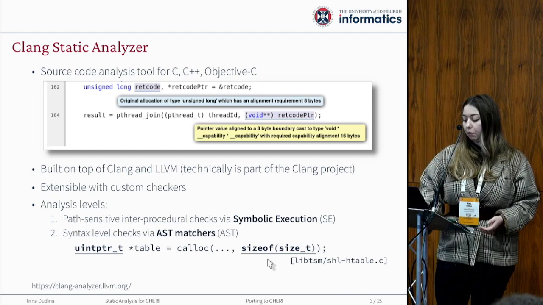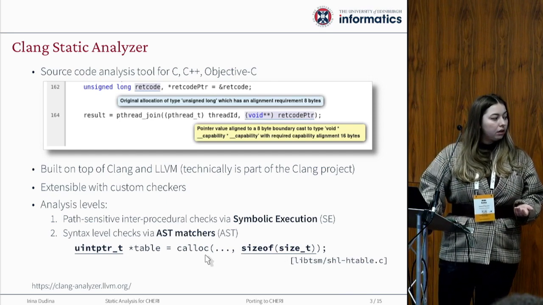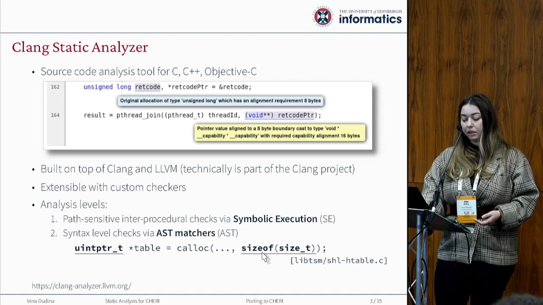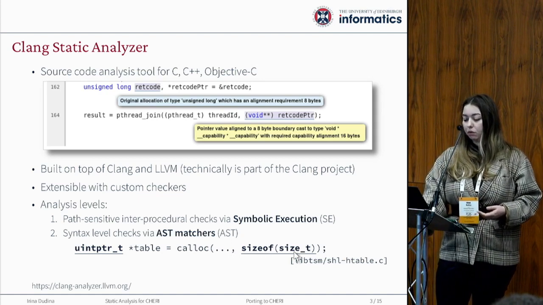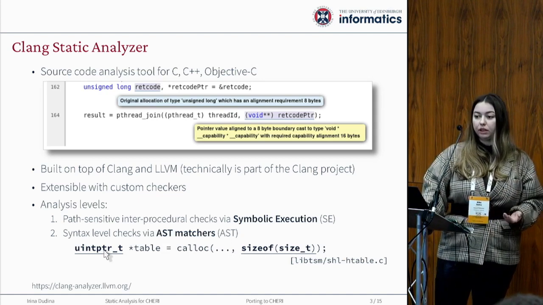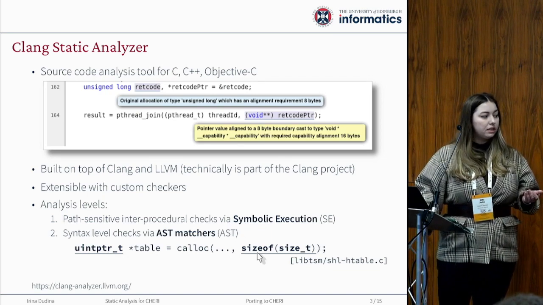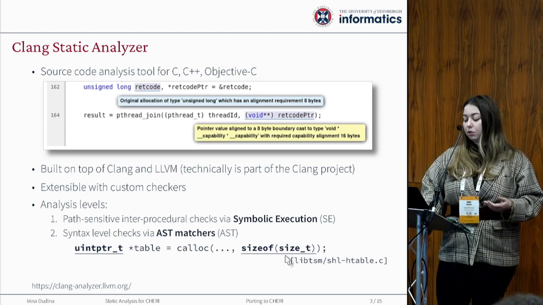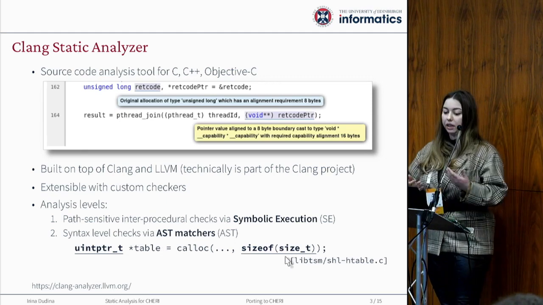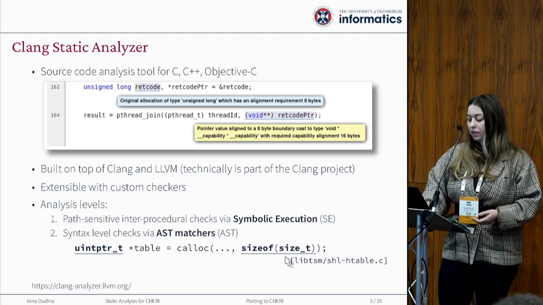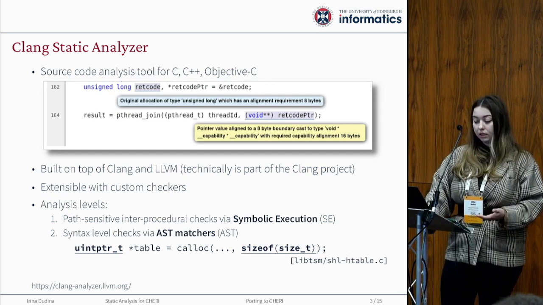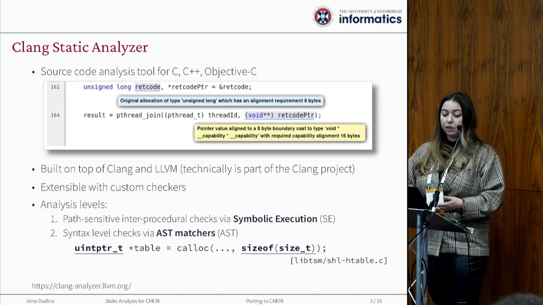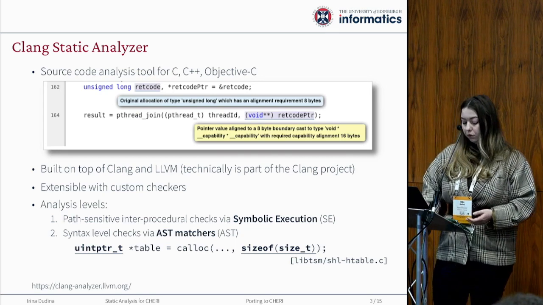For example, again, when we have a call to calloc with a sizeof expression as an argument, and the underlying type of sizeof doesn't match the type of the returned pointer, this is an issue. If these two types have the same size, it's fine, but that's not true on CHERI. So this is a portability issue that is detected by an AST matcher. And Clang Static Analyzer can also be extended with custom checkers, and that's what we do for CHERI.